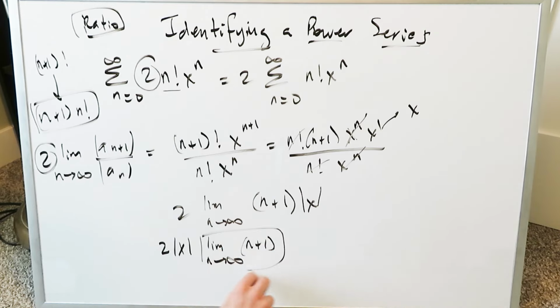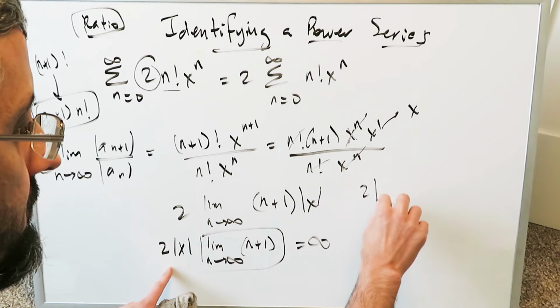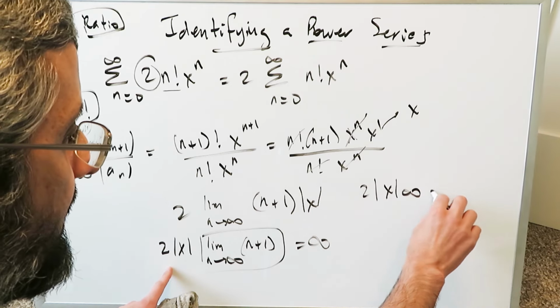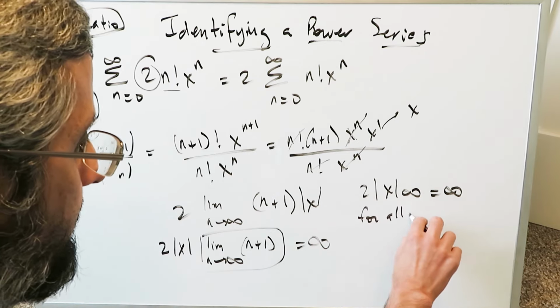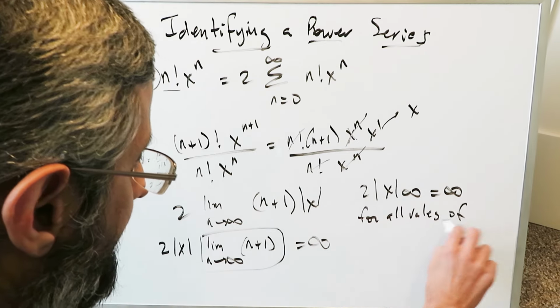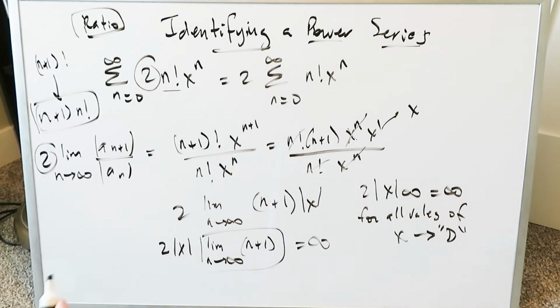When I'm looking at this with means of infinity, this in terms of this limit evaluation will always give me an infinity. Combining these two terms, I'm saying 2 times absolute value of x and infinity is going to give me infinity. What does this tell you? For all values of x, this series is always divergent except for one value. What do you think that one value is?